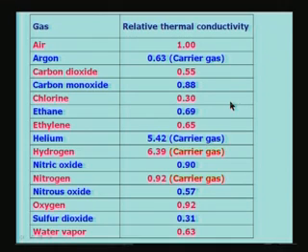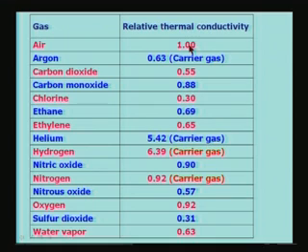For example, if I take air as 1, whatever is the thermal conductivity of air, I will just take it as the basis. Actual thermal conductivity of air is about 0.025 watts per meter Kelvin, but here I am making it 1. What I am trying to do is to find out the relative thermal conductivity of different gases with respect to air. So, if air has a thermal conductivity of 1, what is the thermal conductivity of the other gases in terms of air thermal conductivity? So, this is the ratio.